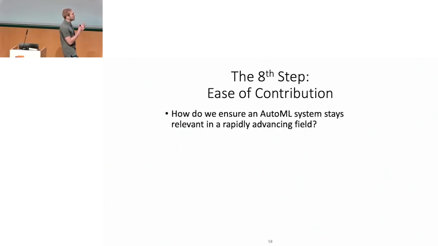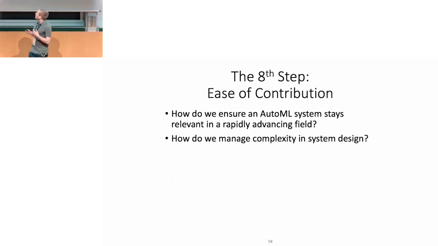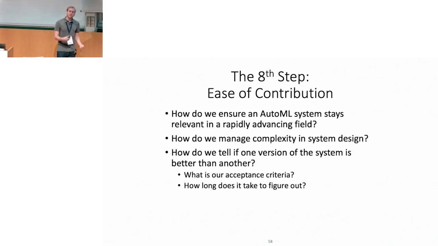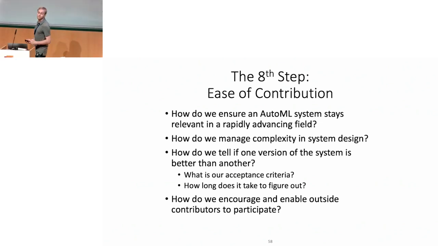So how do we ensure an AutoML system stays relevant in a rapidly advancing field? How do we manage complexity and system design? How do we tell if one version of the system is better than another? What is our acceptance criteria, and how long does it take to figure it out? How do we encourage and enable outside contributors to participate? So let's talk about the first thing that we're doing in that regard, AutoGluon.bench.